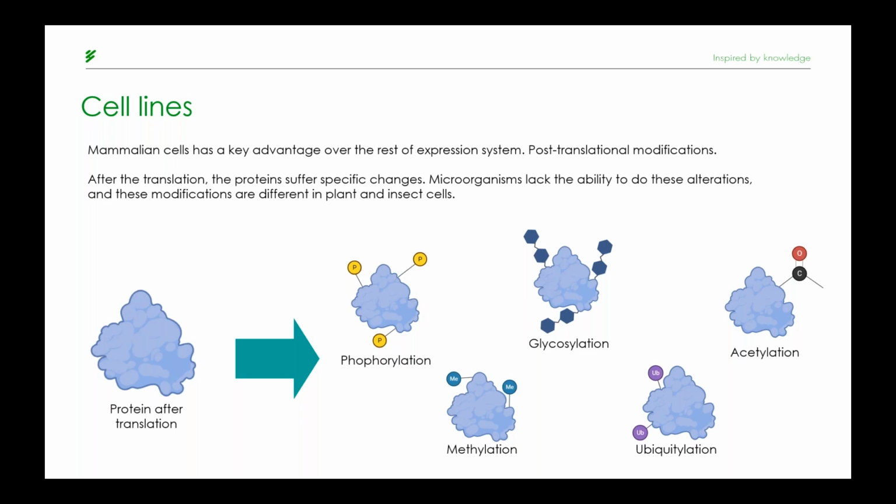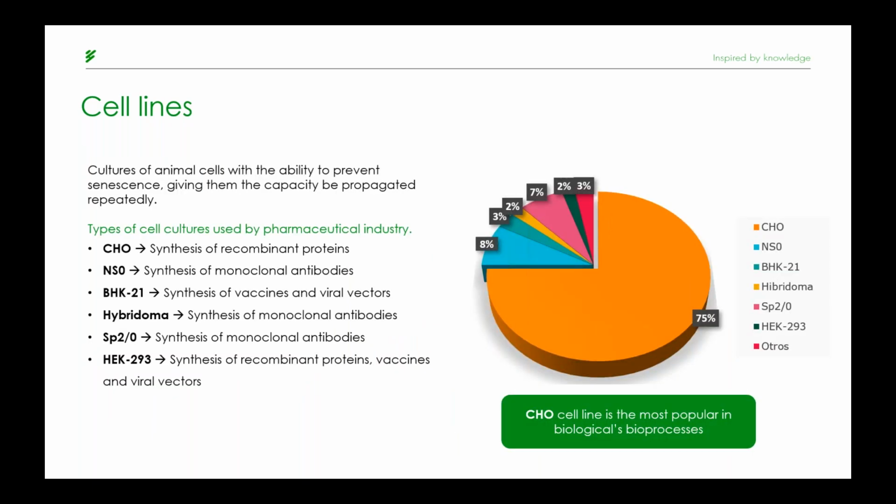If we want to produce biological drugs functional to human beings, it is required to use an expression system as similar as possible to our own cells. So we have already decided that we have to use mammalian cells, but which one?